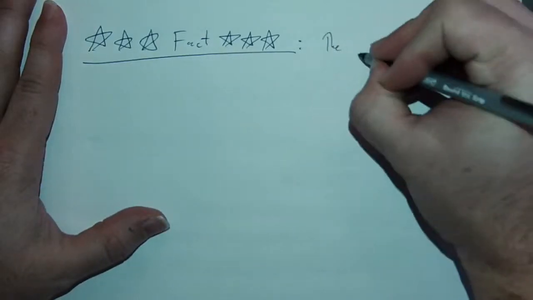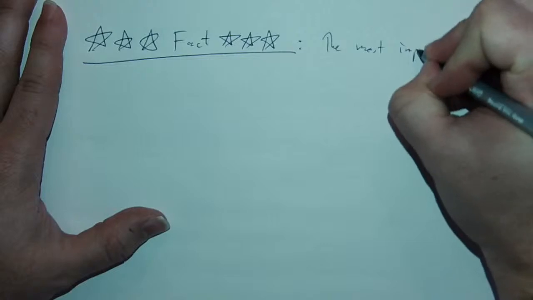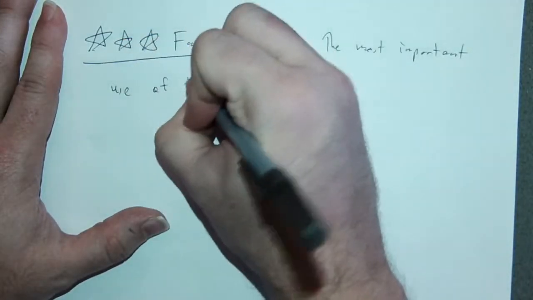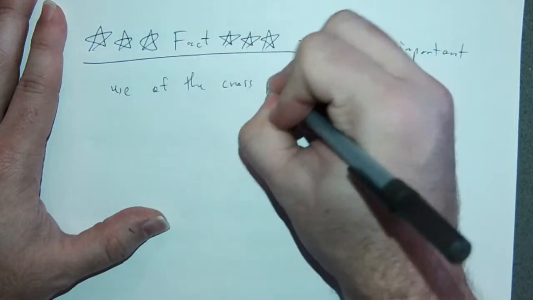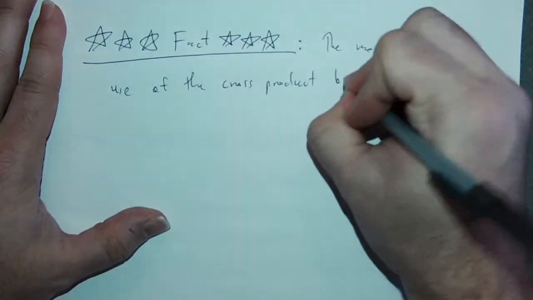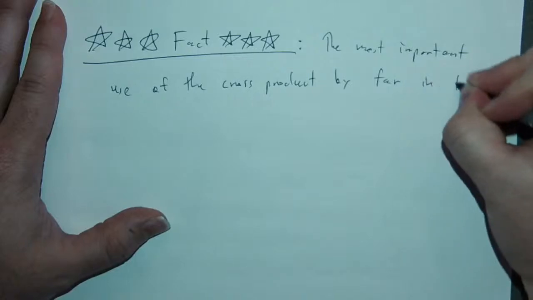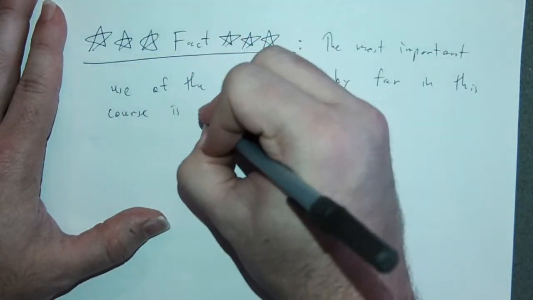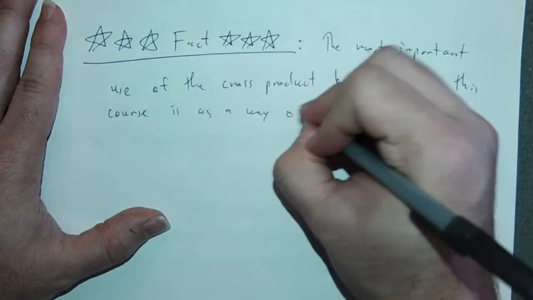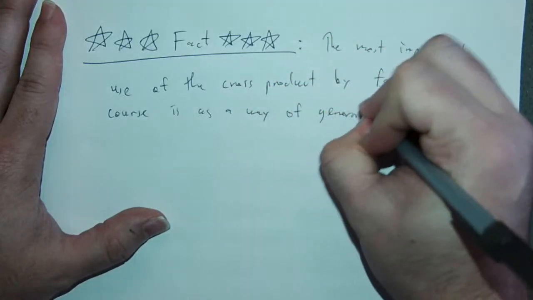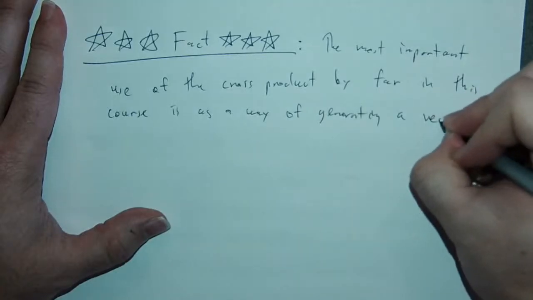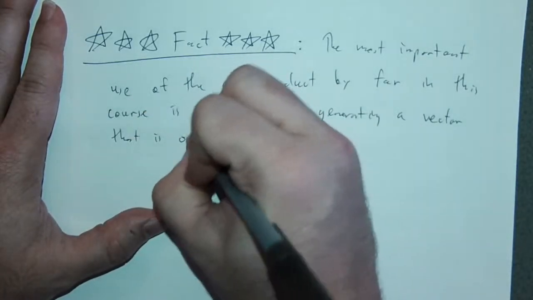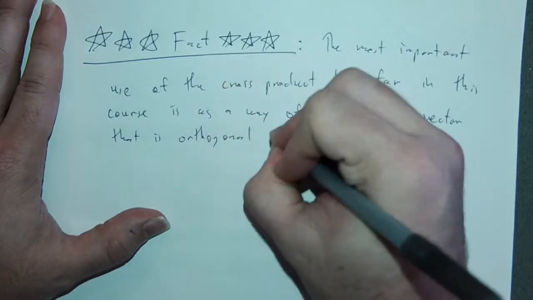So the most important use of the cross product, by far, in this course, is as a way of generating a vector that is perpendicular or orthogonal to two given vectors.